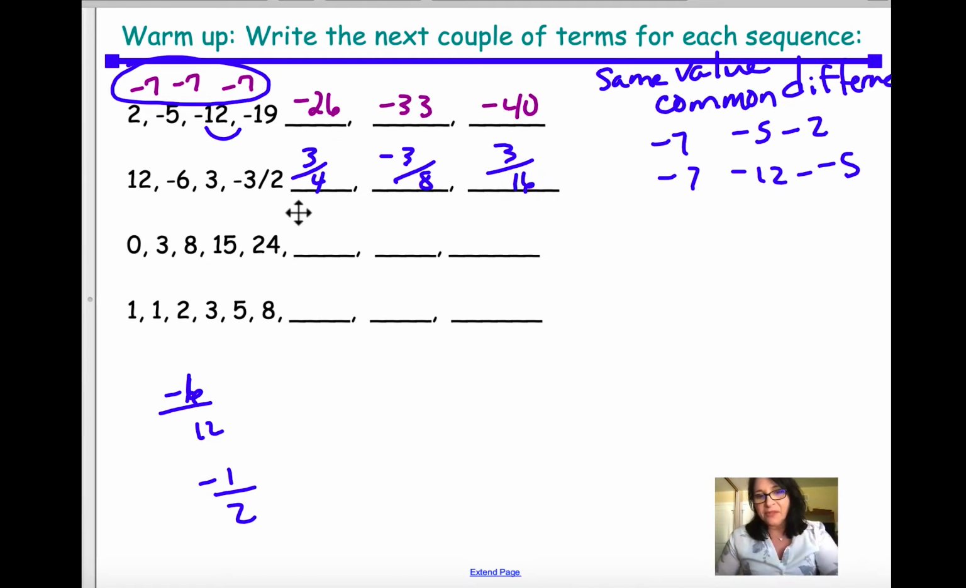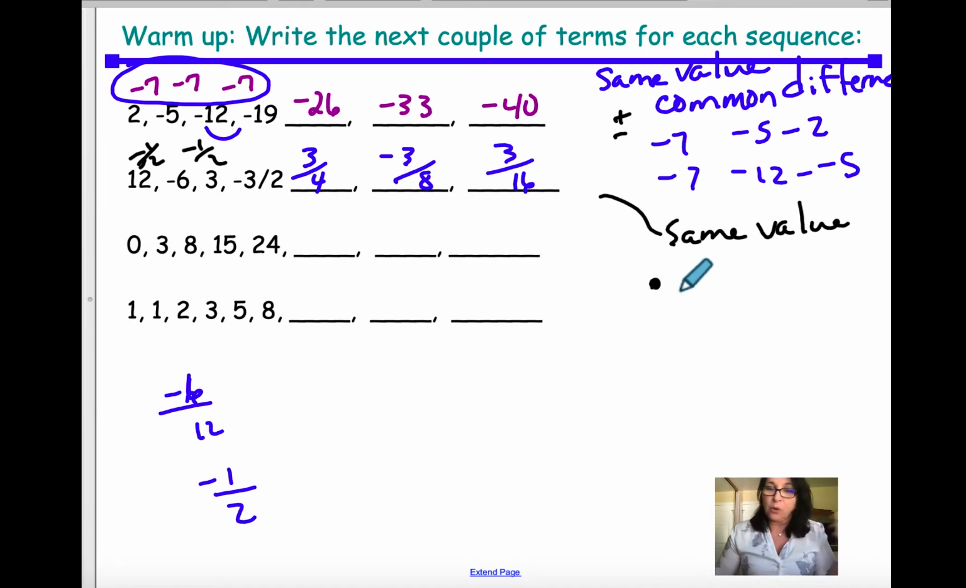And then I'm going to get positive 3/16. And again, because I'm multiplying by this same value, which is negative 1/2 each time, that's a common value, but it's not a common difference because we're not finding the difference. We're not adding or subtracting. We call that a common ratio. So we are multiplying or dividing, but multiplying by the reciprocal. We call that a common ratio.